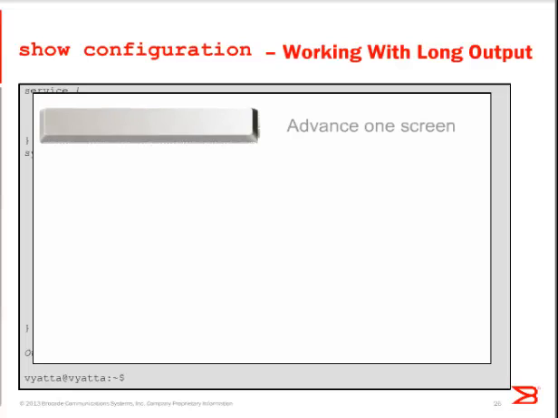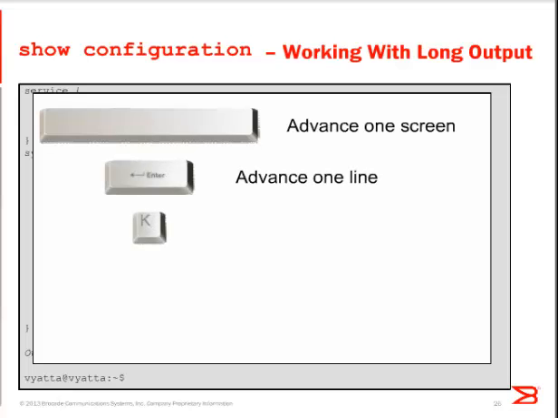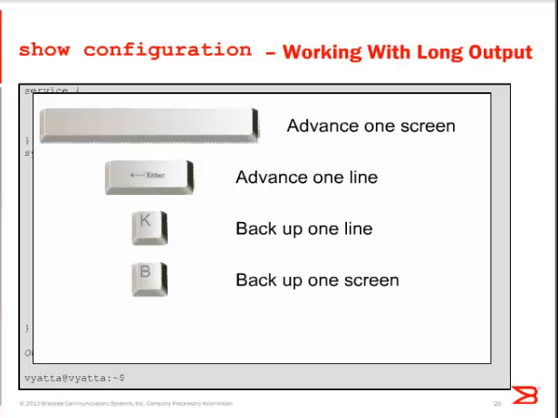You can also navigate within multiple screen output. You already know about advancing one screen with the space bar. To view the next line of output, press the Enter key. To back up by one line, press the K key. To back up by one page, press the B key. And to quit and return to the prompt, press the Q key. If you add the all option to show configuration, the output includes both non-default and default values.